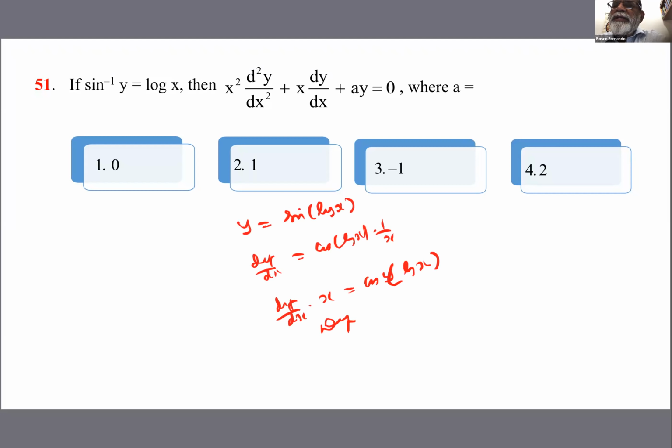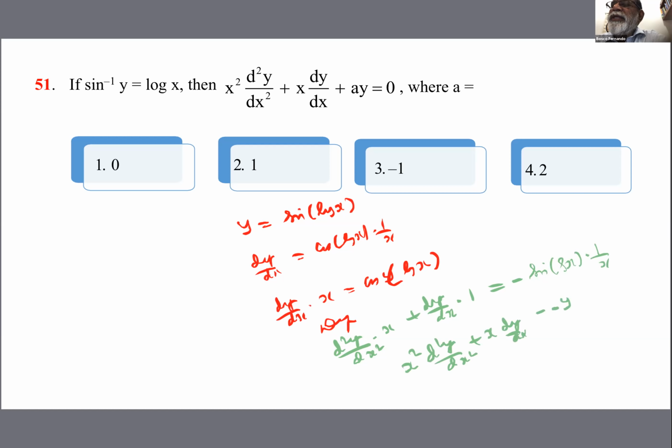Differentiate with respect to x and apply the product rule. Derivative of the first function, d squared y by dx squared into x, plus dy by dx into the derivative of the second function, 1, equal to minus sine of log x into derivative of log x, 1 by x. Cross multiply. x squared into d squared y by dx squared plus x into dy by dx equal to minus y. Bring it to the right side, plus y is equal to 0. Compare with what is given, plus ay equal to 0. So a is equal to plus 1.